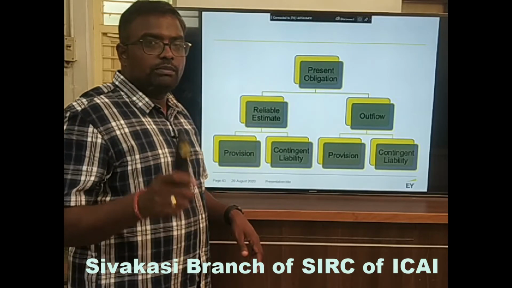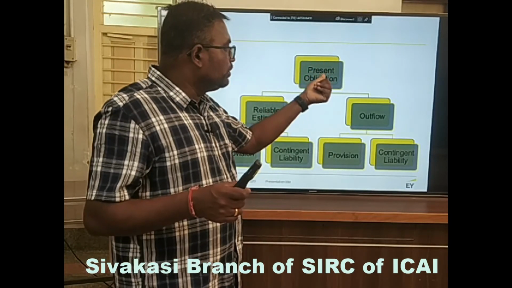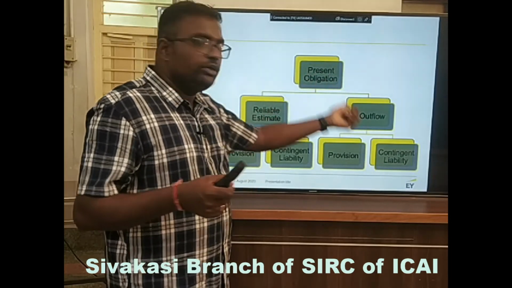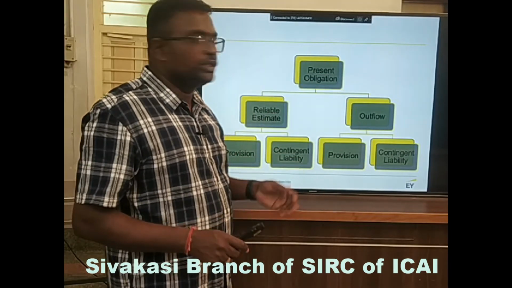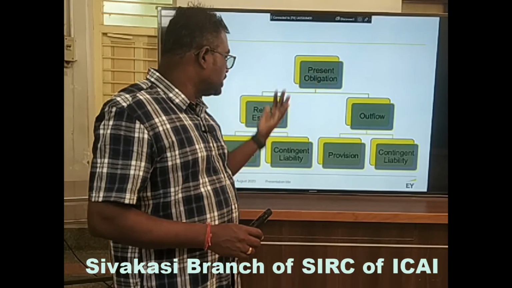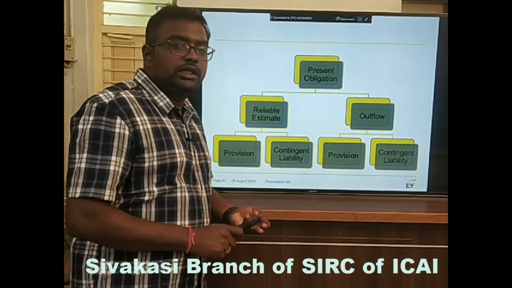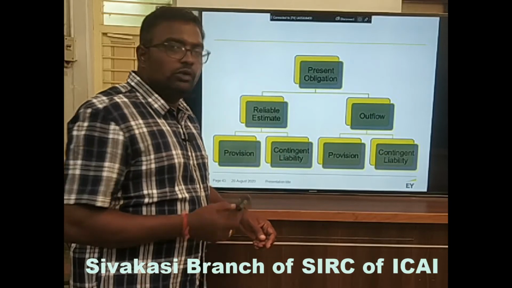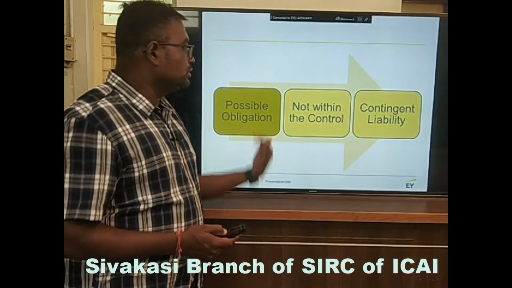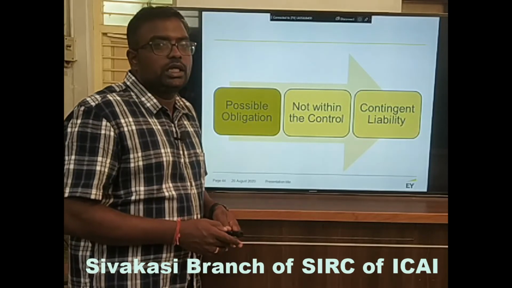But what do you mean by provision, which you have to create? You have a present obligation, your reliable estimate is there, and your outflow is confirmed. You have to create a provision, which means a probable situation. When the present obligation is there, reliable estimate is made, and outflow is also confirmed, it is probable. When there is a possible obligation, it is a contingent liability. When there is a remote possibility, then there is a remote chance, so you need not do anything. Possible obligation is not within the control of the entity; anytime anything might happen. So as of now I have shown it as a contingent liability.